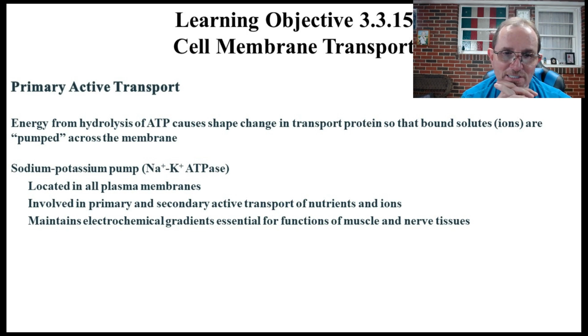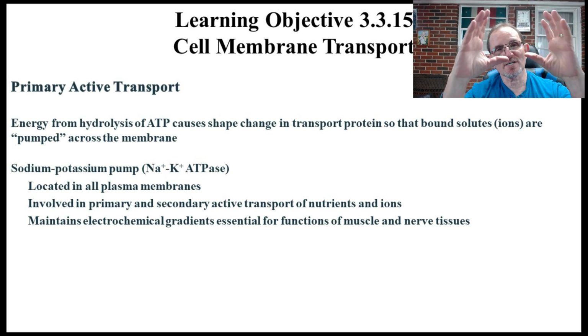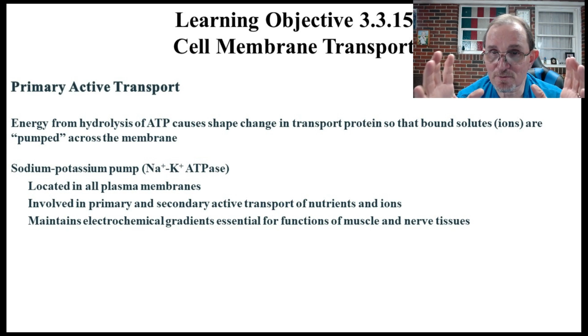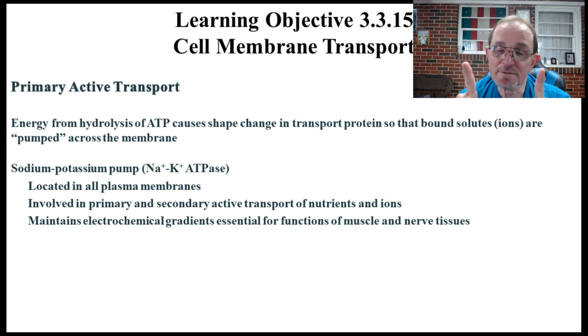It maintains an electrochemical gradient. What that means is we're going to have more sodium outside. Now, the more sodium outside, that's a concentration. That's the chemical gradient. But if you remember, sodium is charged. We have more plus charges outside than we do inside the cell. So if you were to measure the voltage using a meter, you would find out that the inside of the cell is negative compared to the outside.